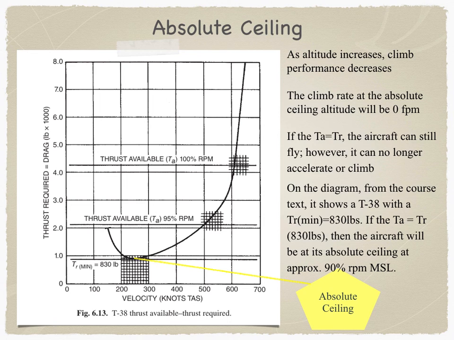So if the thrust available equals thrust required, the aircraft can still fly, however, it can no longer accelerate or climb. So on the diagram from the course text, it shows a T-38 with a thrust required minimum of 830 pounds. So if the thrust available equals the thrust required of 830 pounds, then the aircraft will be at its absolute ceiling at approximately 90% RPM sea level. So I've marked that here. So it just means that you can't go any higher. That's your absolute ceiling.